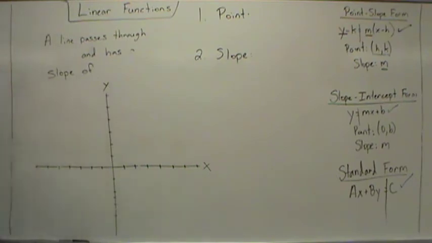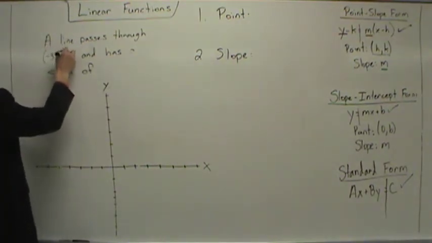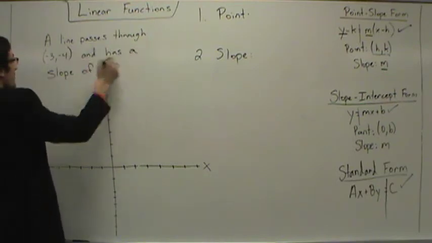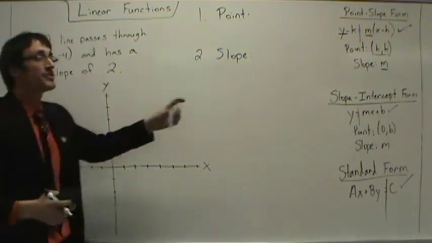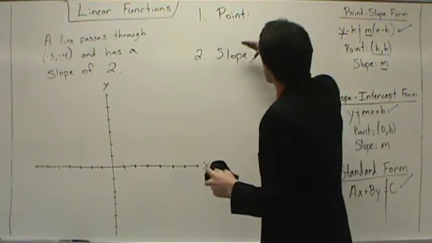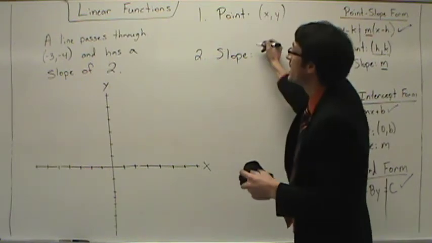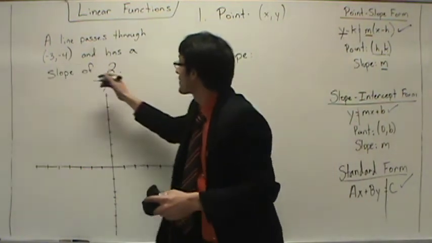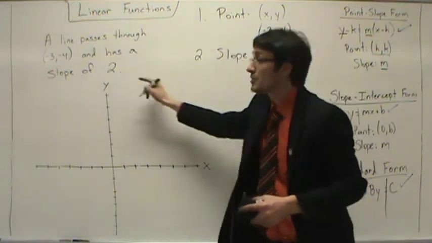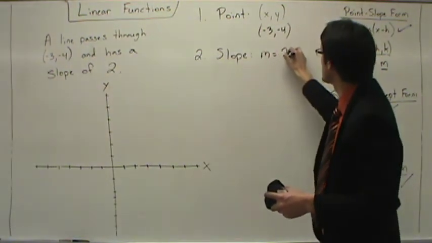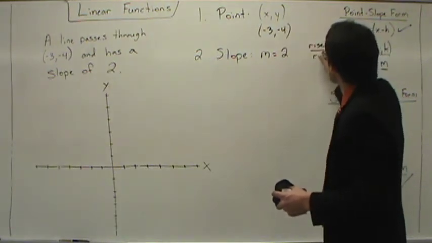A line passes through (-3, -4) and has a slope of +2. So, what 2 pieces of information do we need to find? Yes, hopefully you say point and slope. Again, point is x comma y. And our point here is what? (-3, -4). And our slope is 2. So slope equals 2. And again, we're going to think of this as rise over run.